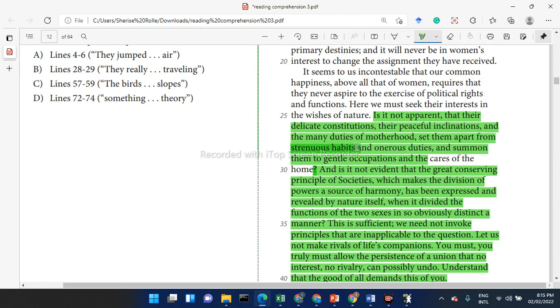What is a strenuous habit? Something that requires strength, that requires a lot of work. Right. Okay, so who agrees with him? Do we have anyone who agrees with him? Some parts, not all. What do you mean? You think he has a point? Yeah, to an extent. Women are delicate and they tend to be drawn to motherhood rather than strenuous habits. So I think that's true.